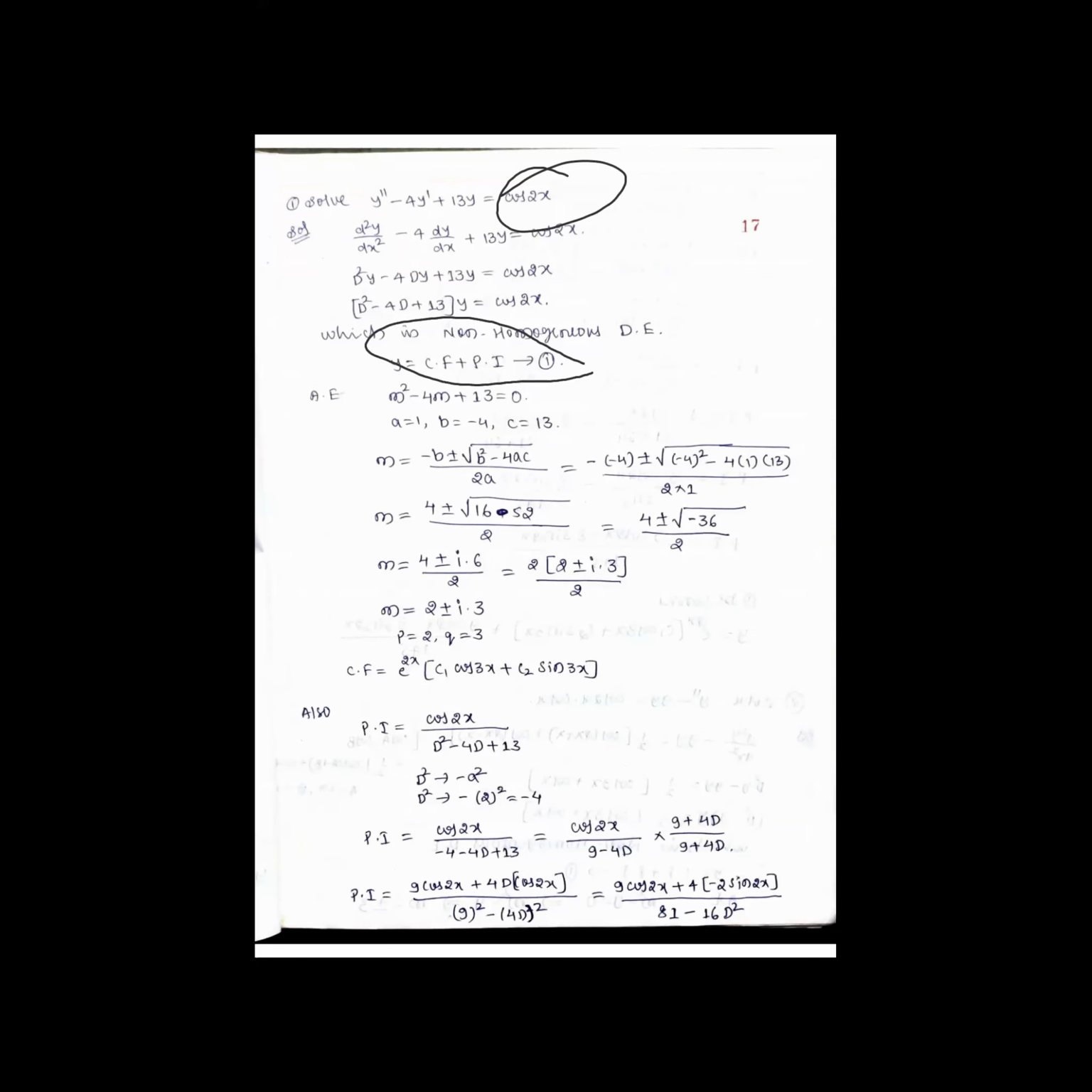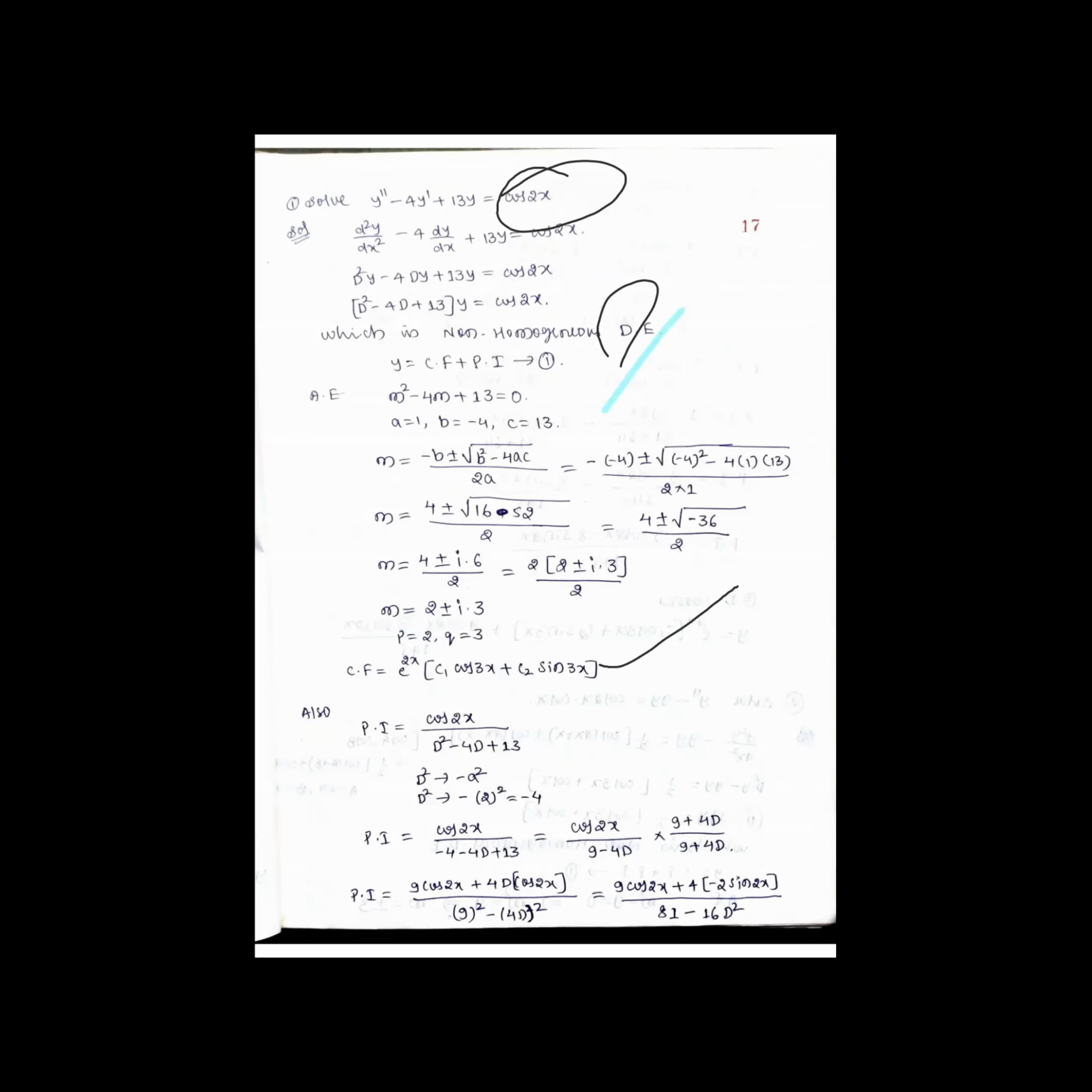So how to get the complementary function? Yesterday I explained to you. Here you are getting complex roots. Comparing with p plus or minus iq, we write the general complementary function, the rule you have seen earlier. Here p is equal to 2, q is equal to 3. So I wrote the complementary function like this.